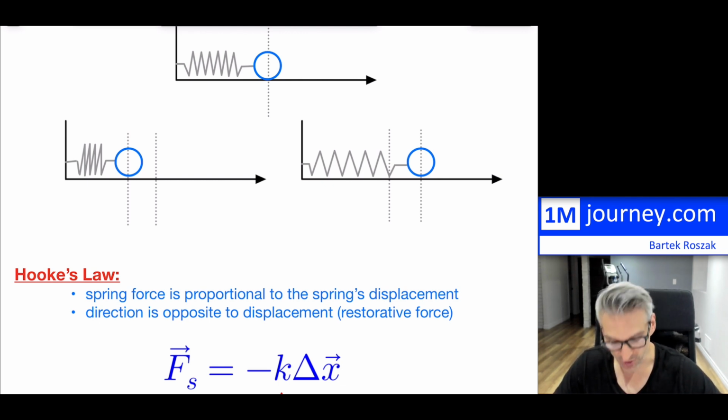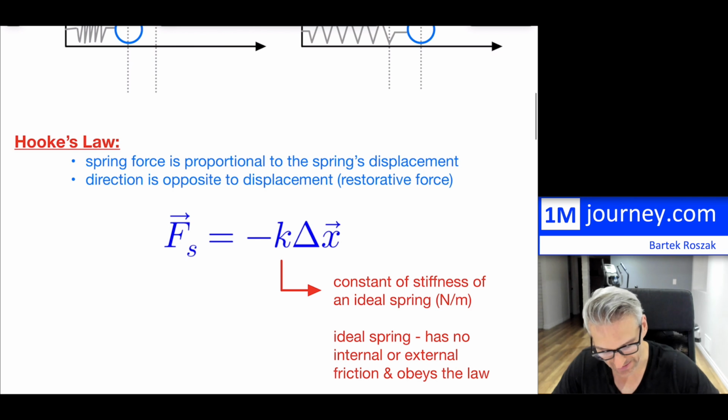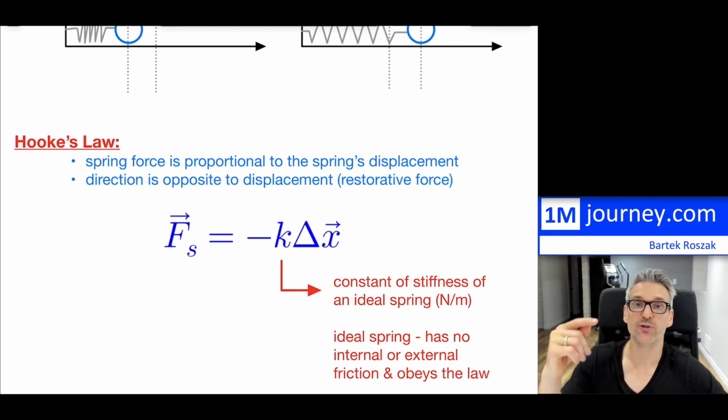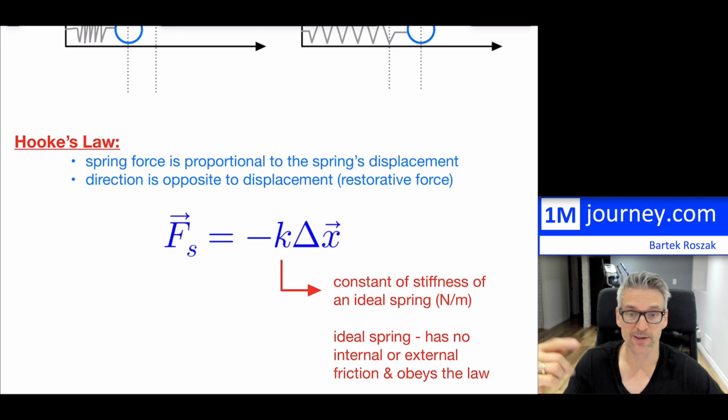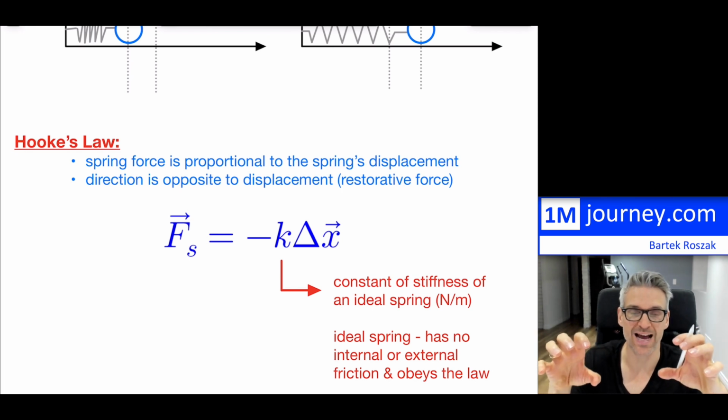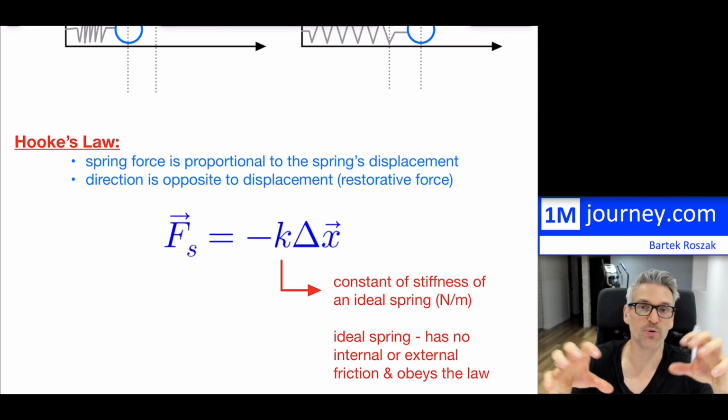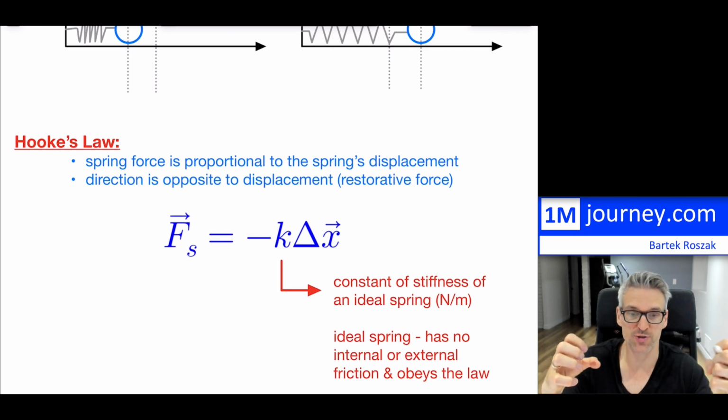Now, it does deal with ideal springs. This K is a constant related to the spring, so how it's manufactured or whatever material it is made of, it has a particular constant of how much stiffness it has and how much ability of pushing back and restoring the force.